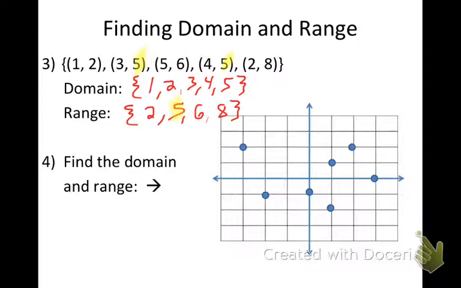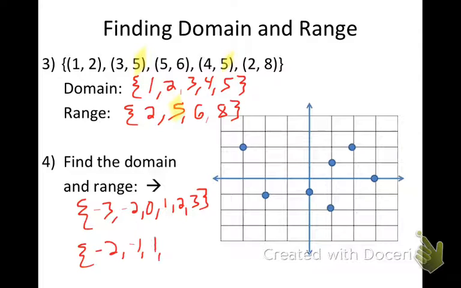Number 4, Crump, what's my domain here? Negative 3, negative 2, 0, 1, 2, 3. Nice job. Joe, what's my range, bud? Negative 2, negative 1, 1, 2. I think we forgot a 0, didn't we? Oh yeah. 0, 1, 2. There we go. And again, notice, we had 2 2s, but we didn't repeat them. We do not repeat values when they get in the set.